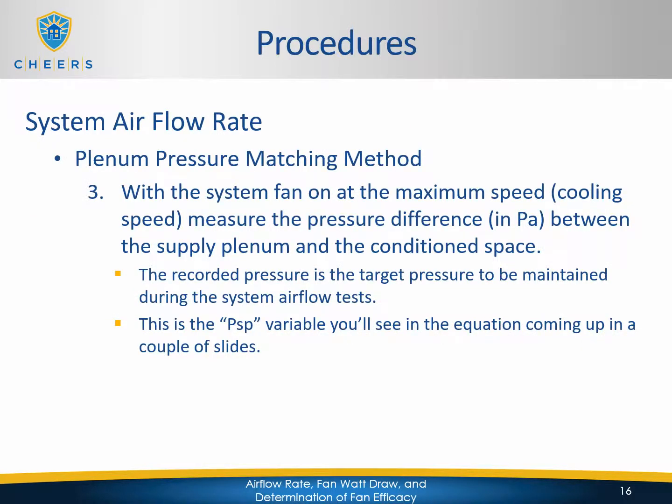With the system fan on at the maximum speed, which is the cooling speed, you want to measure the pressure difference in pascals between the supply plenum and the condition space. The recorded pressure is the target pressure to be maintained during the system airflow test. This is the PSP variable that you'll see in the equation coming up in a couple of slides.